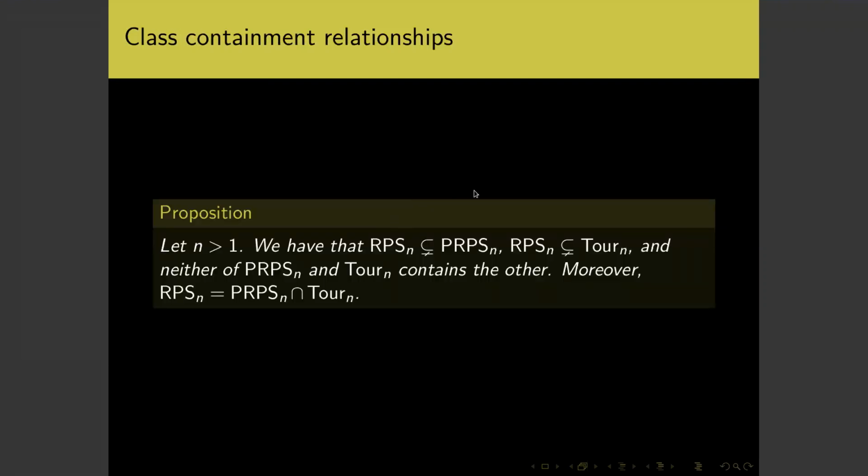All right, so it looks like I'm running a little shorter on time than I had hoped. So, okay, I guess I'm going to write RPS_N to denote the class of all N-ary RPS magmas, regardless of their order, PRPS_N to denote the class of all N-ary pseudo RPS magmas, regardless of their order, and TOR_N to denote the class of all N-ary hypertournament magmas. It turns out, directly from the definitions, that the N-ary rock, paper, scissors magmas are precisely the intersection of these two classes, and that the N-ary rock, paper, scissors magmas are properly contained in both.